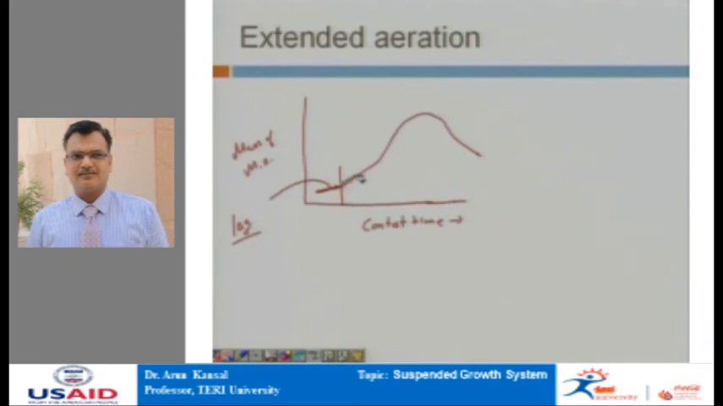Then comes a stage where the growth of the organisms is very fast, and this is known as the exponential growth phase.